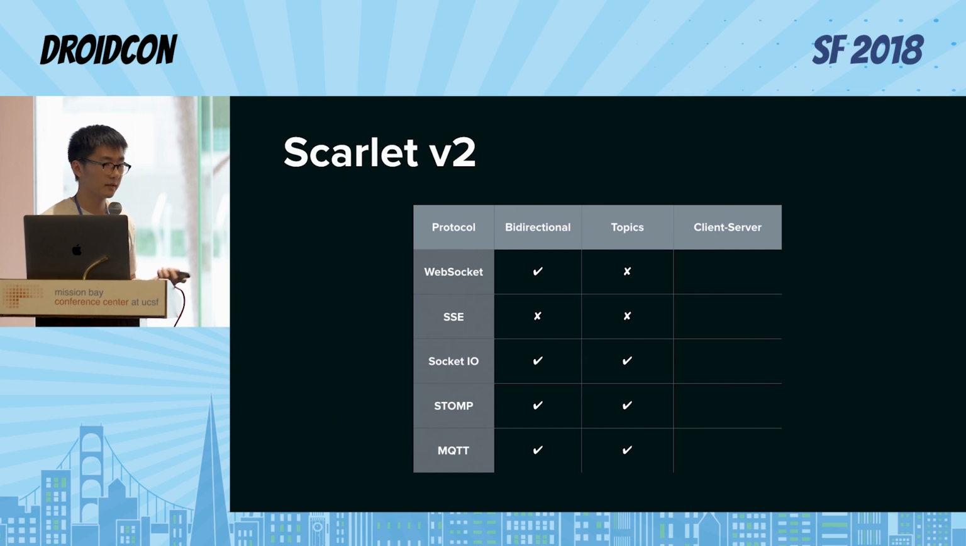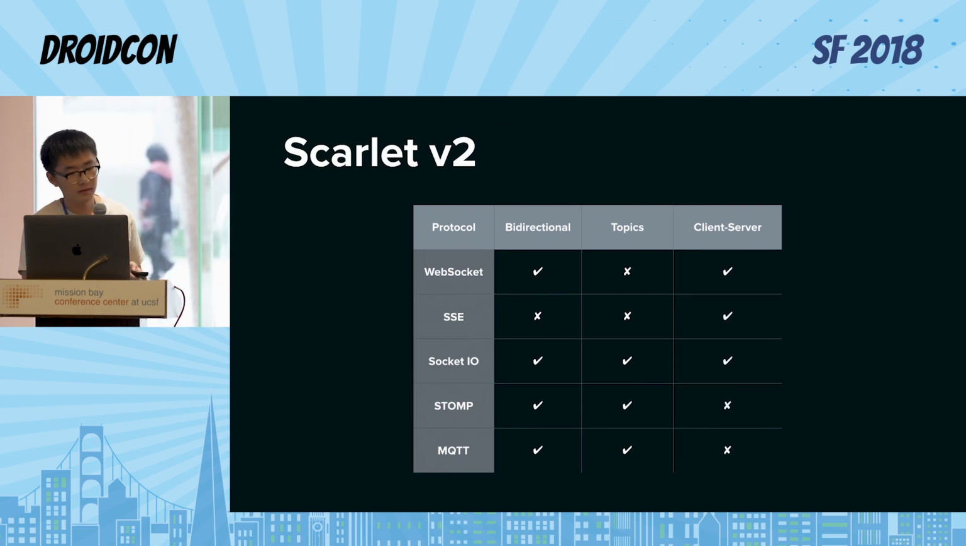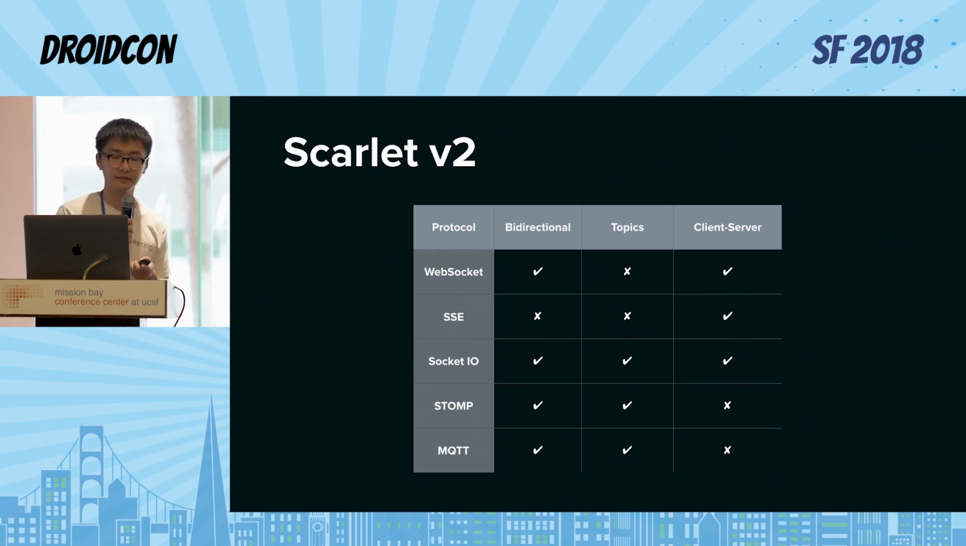For instance, if you're building a chat room app, you can have a new message topic for incoming messages, and maybe a user count topic that notifies you when a user joins or leaves the room. Finally, STOMP and MQTT do not talk to the server directly. They talk to message brokers, which then forward the message to the server, to your backend.